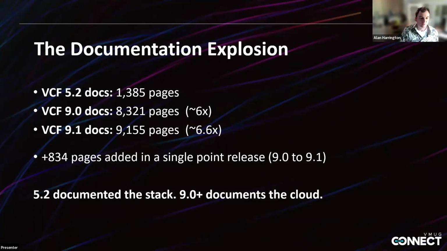All of that, there were 800 pages added in just a single point release. So going from 9.0 to 9.1 added 834 pages. This is what I put into AI. This is what I got back because I didn't tally all the patch, and it calls out a very good point: 5.2 documents the stack and 9.0 documents the entire cloud that you're building.